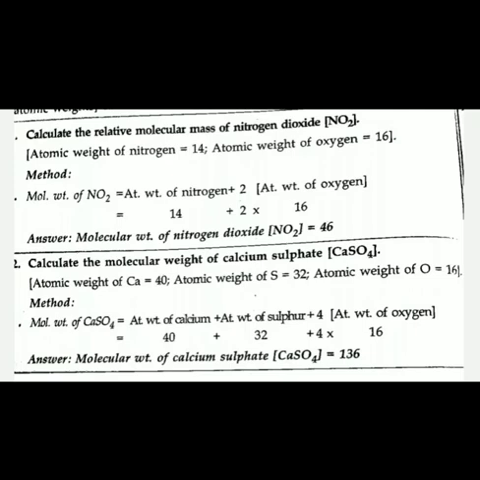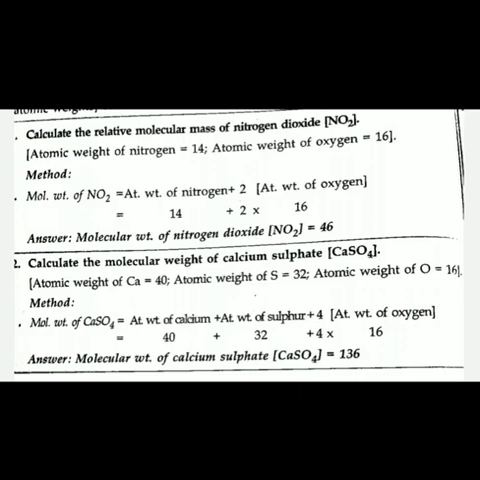Then what is the atomic weight, already given here? Calcium 40, sulfur 32 and oxygen 16. Then you multiply with the number of atoms. So 1 into 40 plus 1 into 32 plus 4 into 16. Then you add the value, you get the molecular weight of calcium sulfate, that equal to 136. So in this way we have to find out the relative molecular mass of the molecule or the compound.